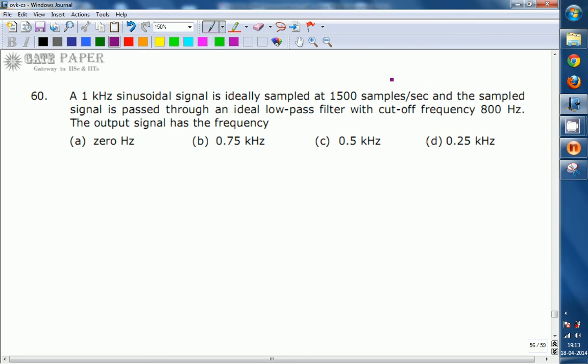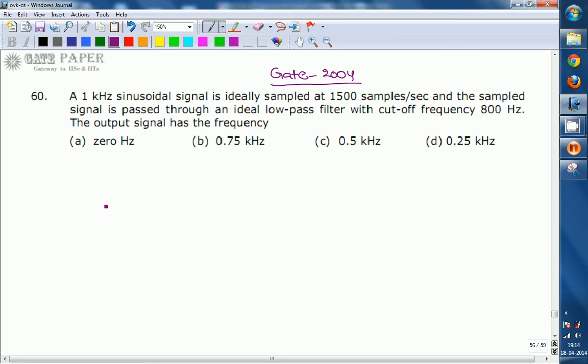Okay, this is a question from a previous GATE paper, GATE 2004, from the subject of communication systems. The topic is related to sampling in digital communication. Here a 1 kilohertz sinusoid signal is ideally sampled at 1500 samples per second, and the sampled signal is passed through an ideal low pass filter with a cutoff frequency of 800 Hz. The output signal has the frequency.